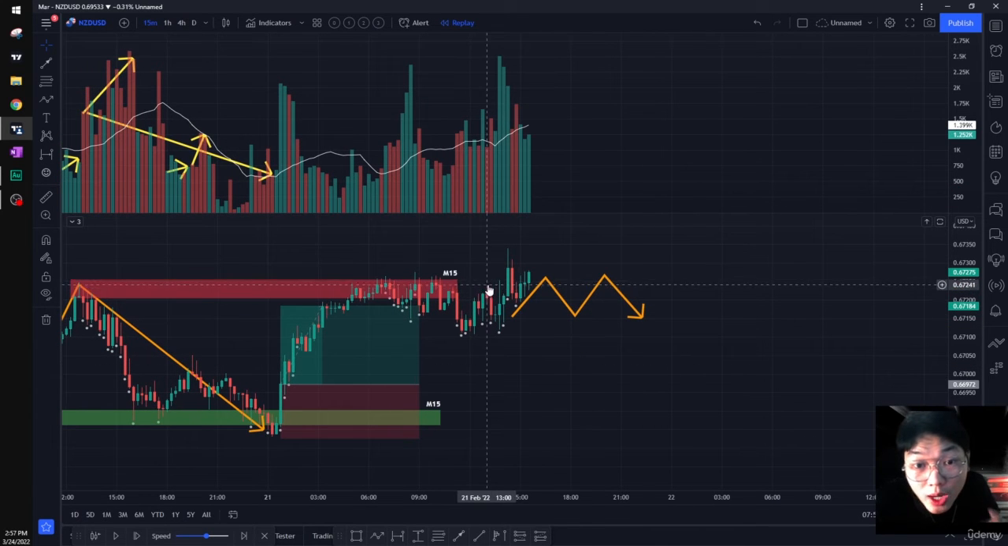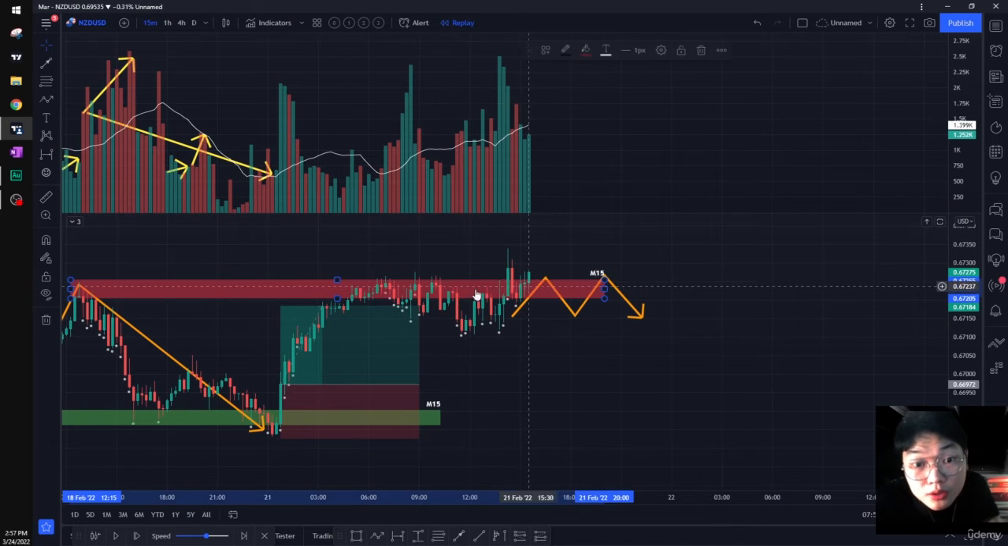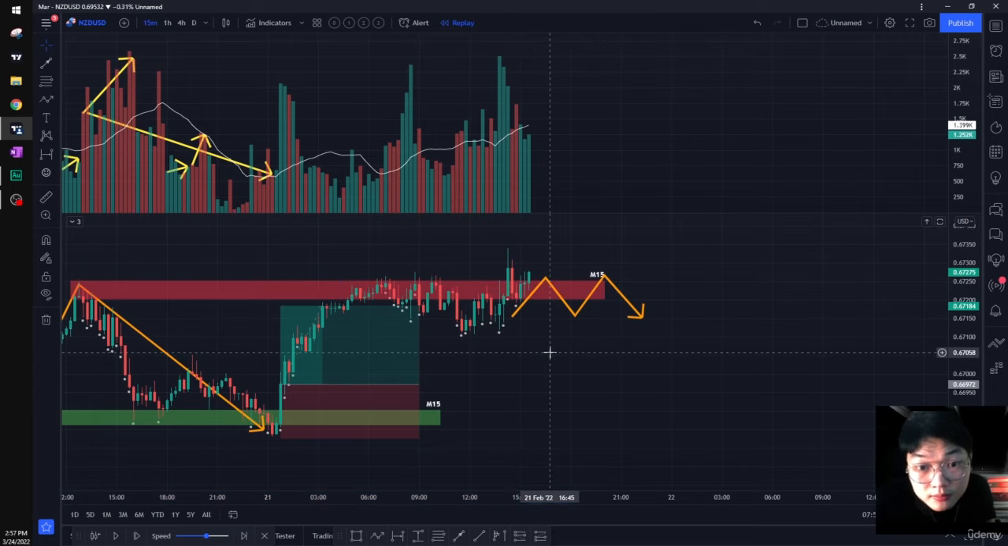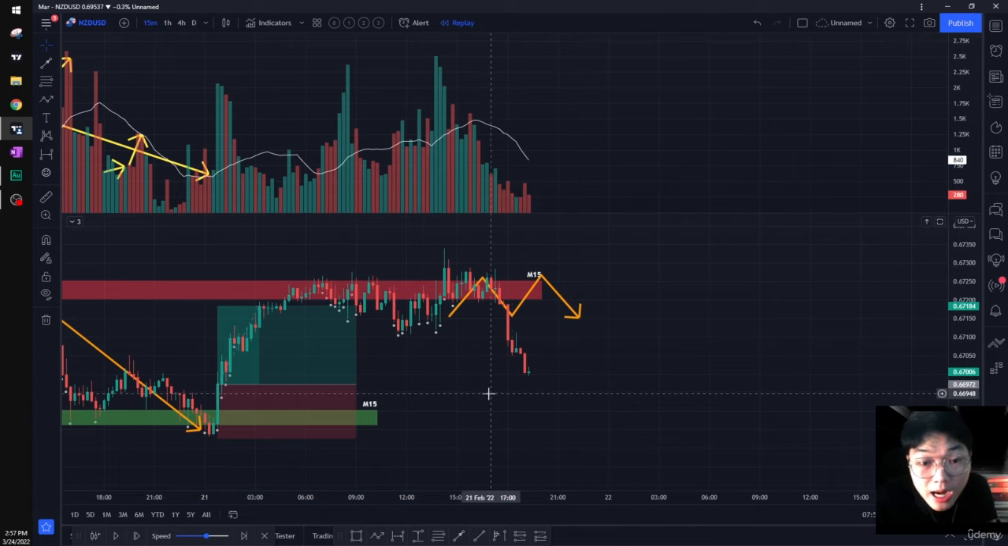The market tried to go up to break out the strong selling zone in the 15-minute time frame, but failed to break at the first time with a very strong down candle like this. And after that, price goes down very strongly.